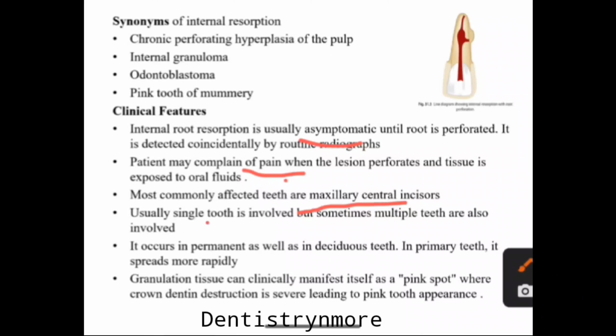Usually a single tooth is involved, but sometimes there will be multiple teeth, and it occurs in permanent as well as deciduous teeth. In the case of permanent teeth, it will spread more rapidly. This granulation tissue can clinically manifest as a pink spot where the crown dentine destruction is severe, which leads to the pink tooth appearance.